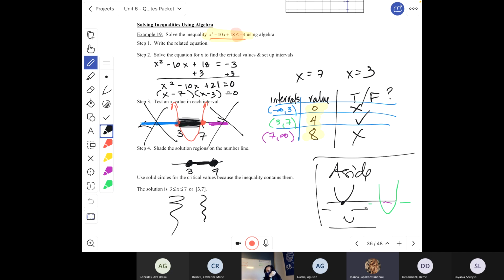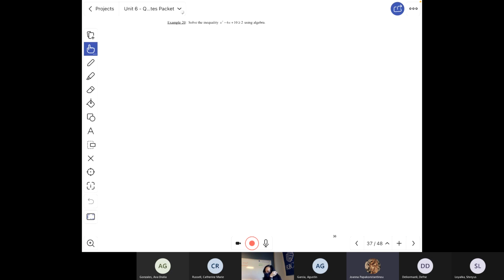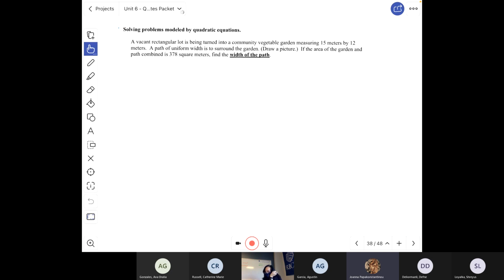Good? Okay, if you want another practice problem on that, there it is. Let's talk about this one. I like this one.